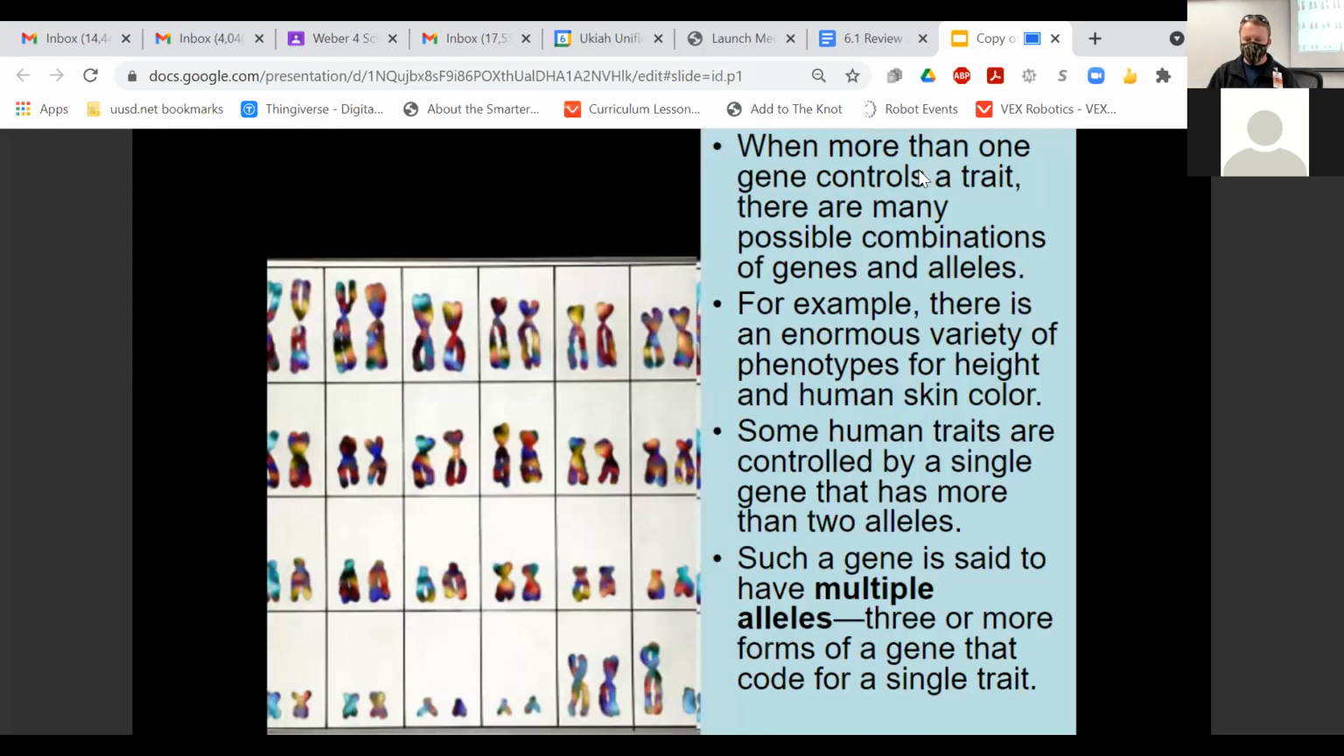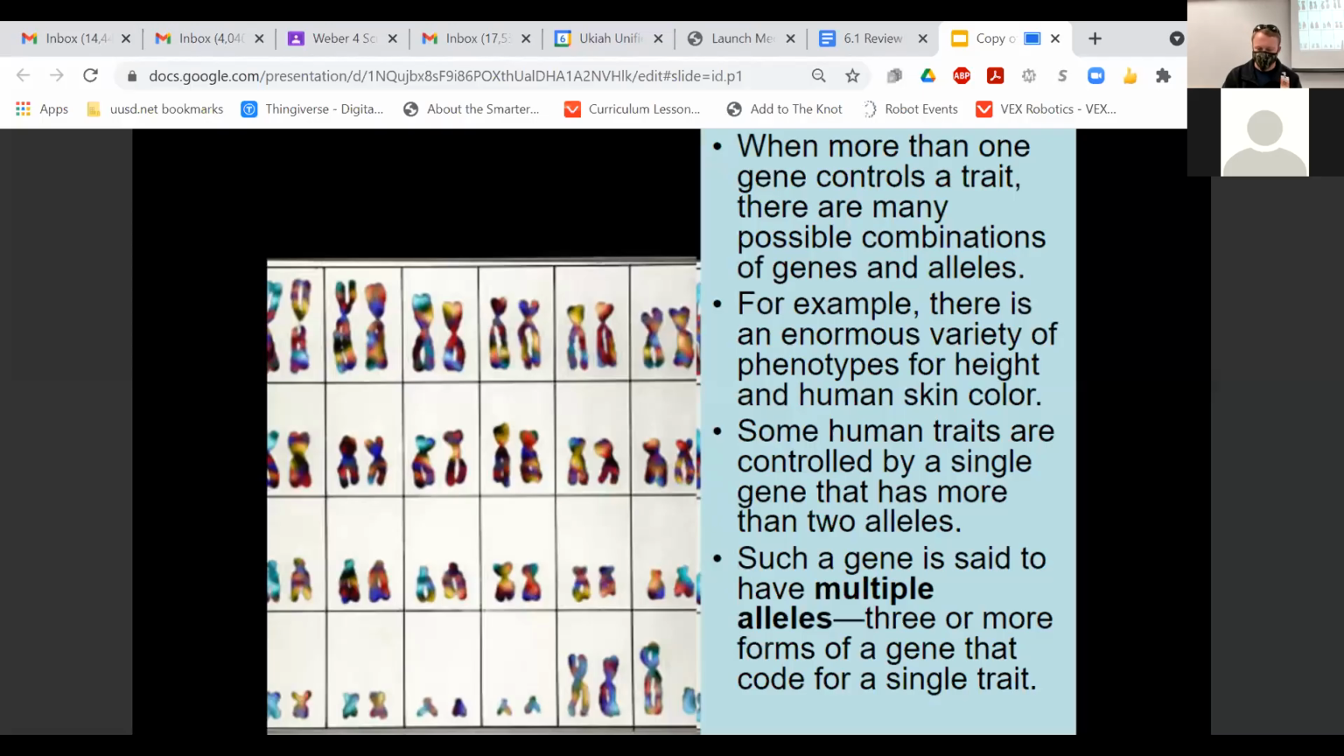Okay, so when more than one gene controls a trait, there are many possible combinations for the genes and alleles. For example, there is an enormous variety of phenotypes for height and skin color. Some human traits are controlled by a single gene that has more than two alleles, such a gene is said to have multiple alleles: three or more forms of a gene that control a single trait. So the last bullet point is what you write. Multiple alleles means you have three or more alleles that are attached to a single gene. So write that down, the last bullet point.